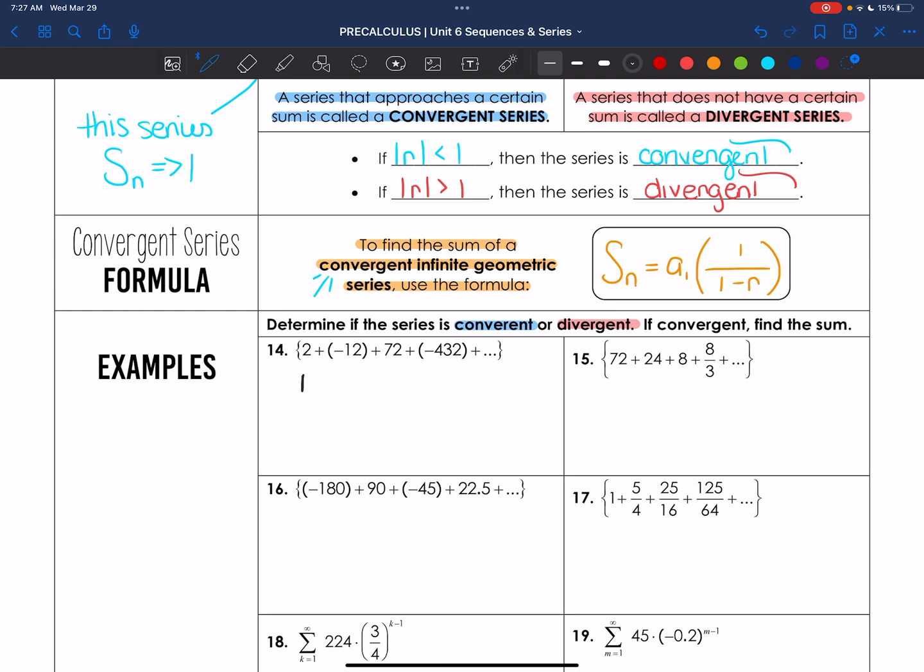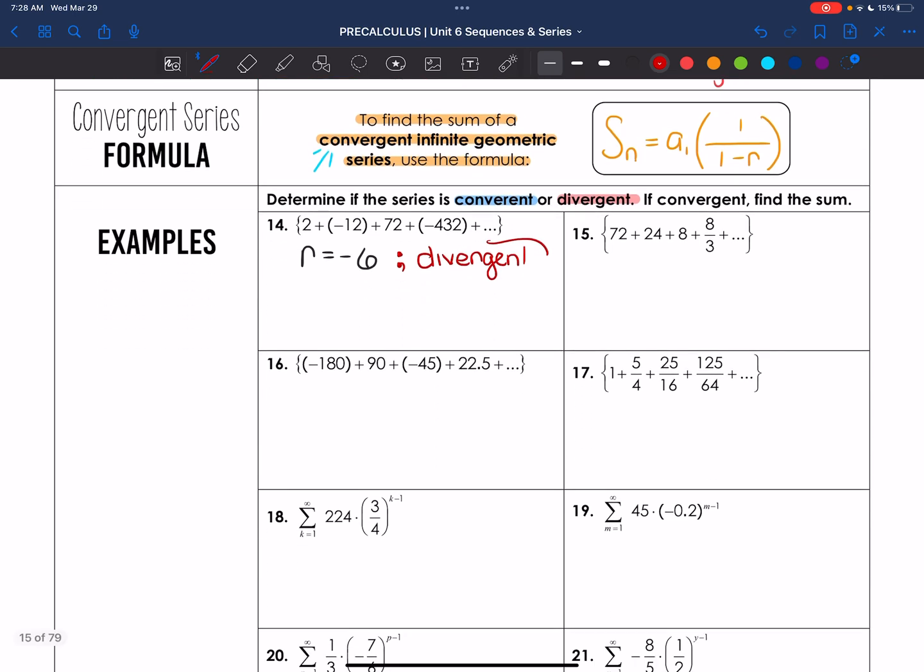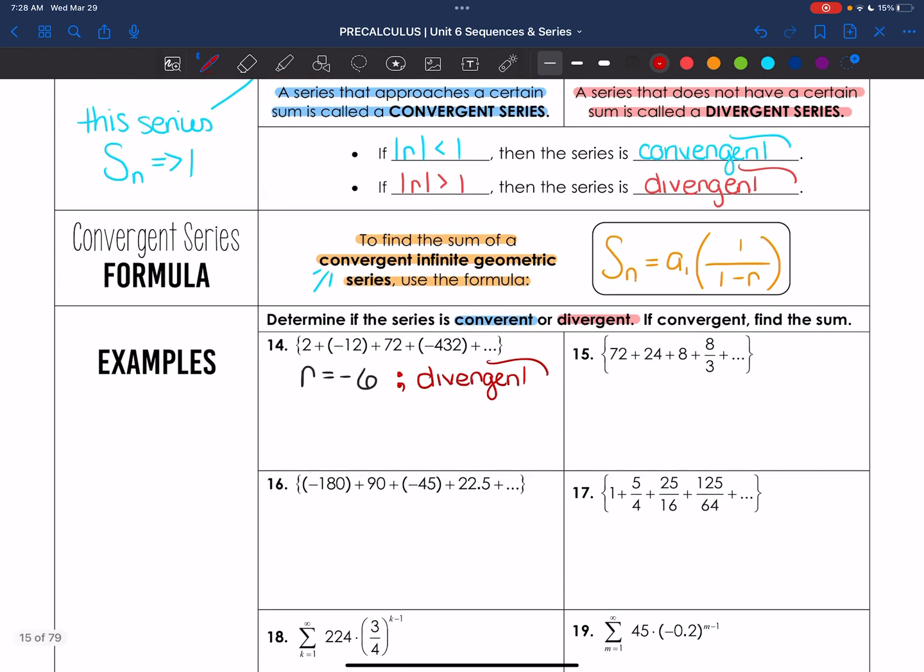The r value here is -6 each time; we're multiplying by -6. So is that an r value whose absolute value is greater than 1 or less than 1? And if so, is it convergent or divergent? Because the absolute value of this r value is greater than 1, this is an example of a divergent series. And so we cannot determine the sum unless we were looking to find a sum of just a particular number of terms.